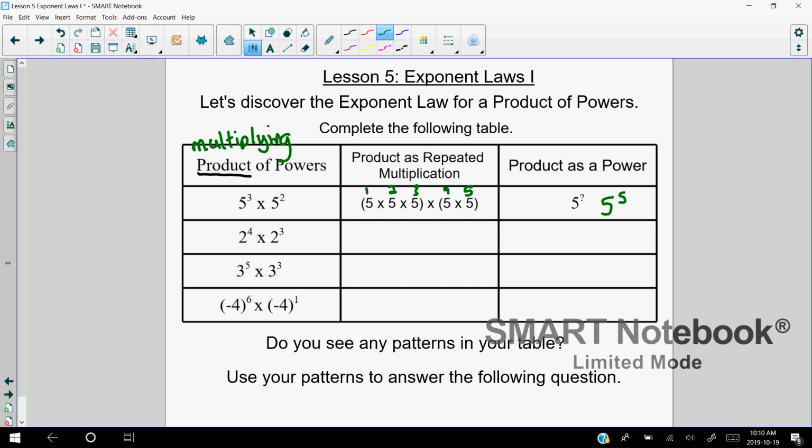Okay, the next one, I have 2 to the power of 4. 1, 2, 3, 4 times 2 to the 3. 1, 2, 3. So in total, if I go through and I count those up, I now have 1, 2, 3, 4, 5, 6, 7 2s. So I can write it as 2 to the power of 7. Go ahead and complete the next 2 columns and pause the video.